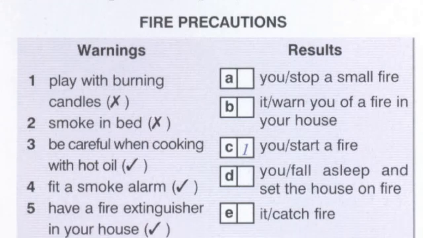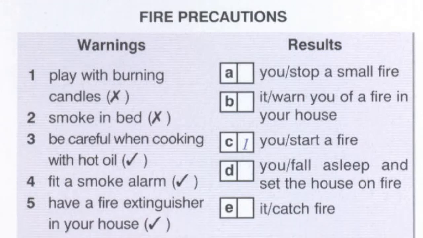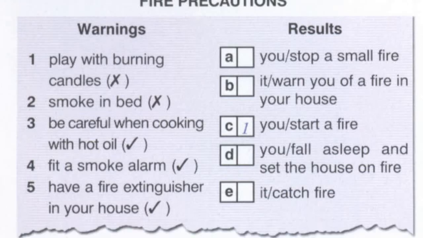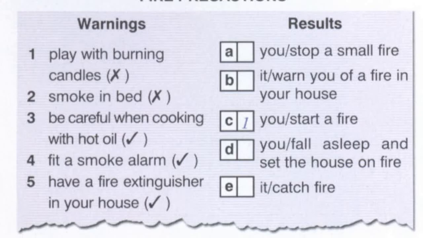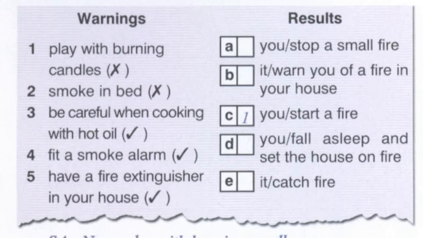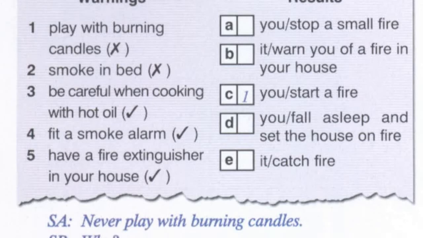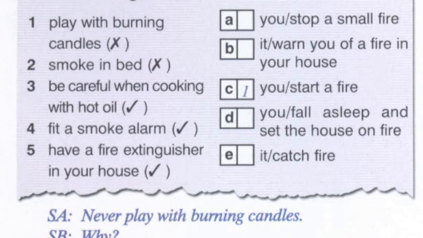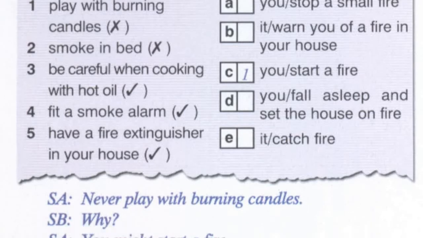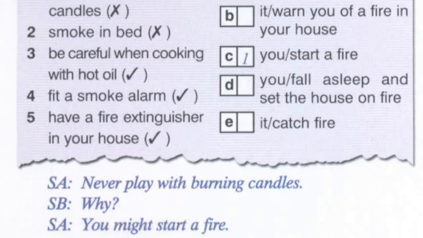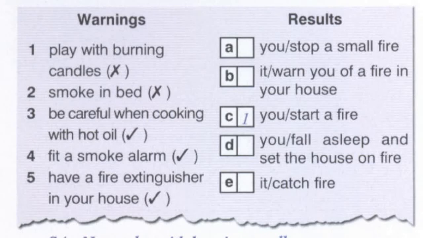The warnings on the left, you can see 1. Play with burning candles. And number 2, smoke in bed. Number 3, be careful when cooking with hot oil. And number 4, fit a smoke alarm. And number 5, have a fire extinguisher in your house. And then you can see on the right side, results. You stop a small fire.